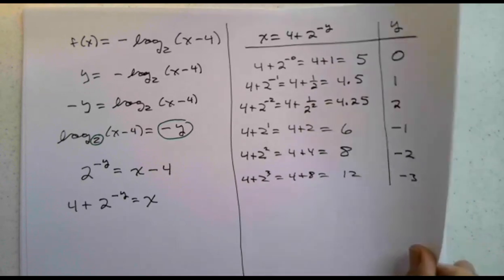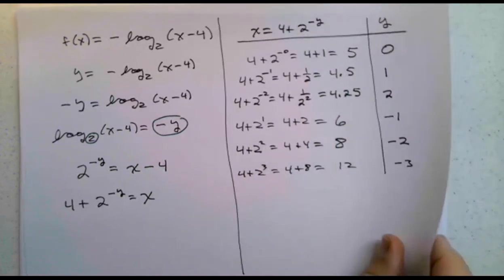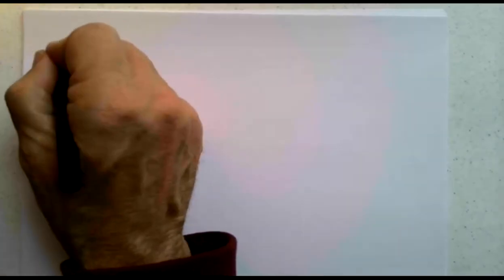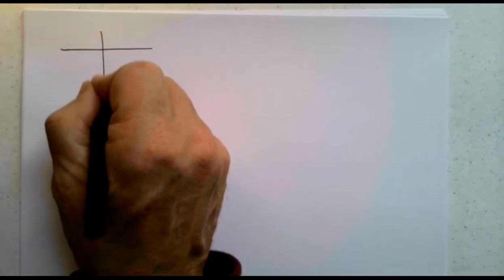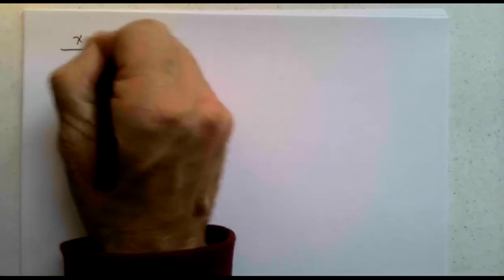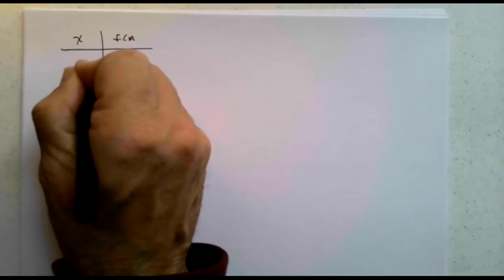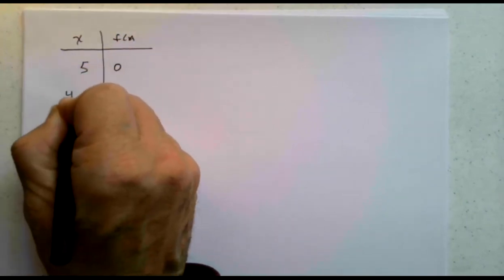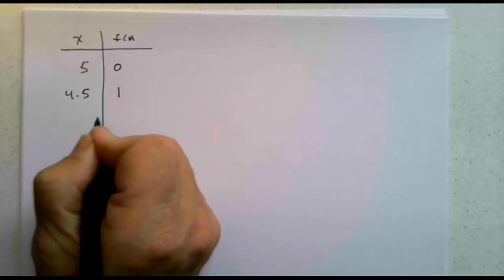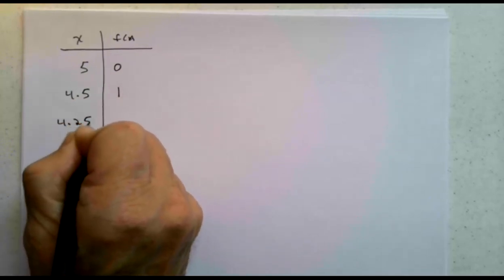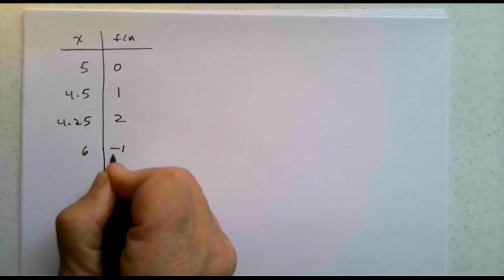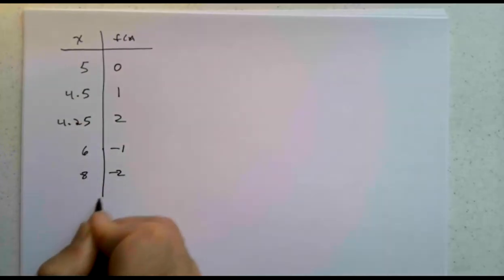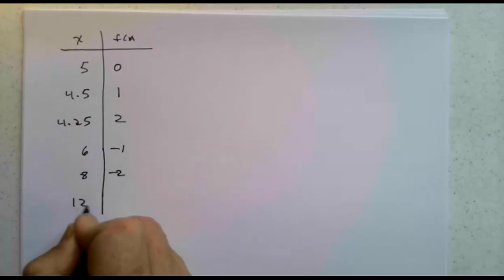Now I want to graph y equals f of negative x. So we're going to go ahead and transpose those points. So what we just did on the previous table is x, f of x. That's where we had 5, 0. We had 4.5, 1. We had 4.25, 2. We had 6, negative 1. We had 8, negative 2, and we had 12, negative 3.